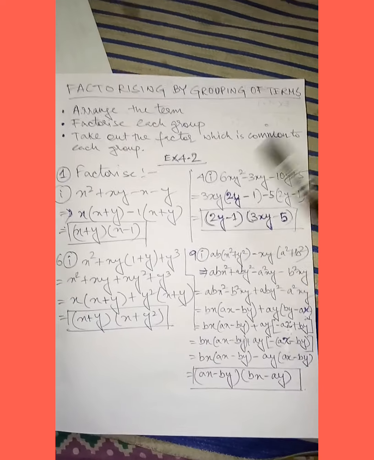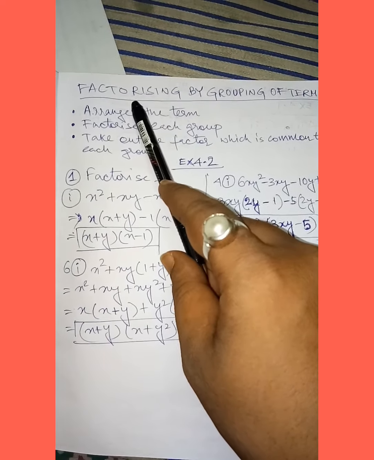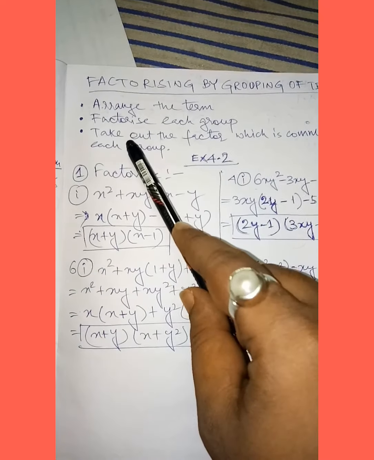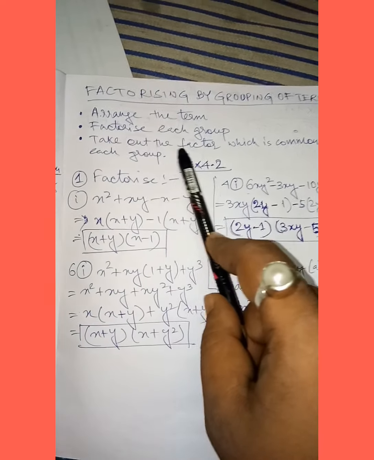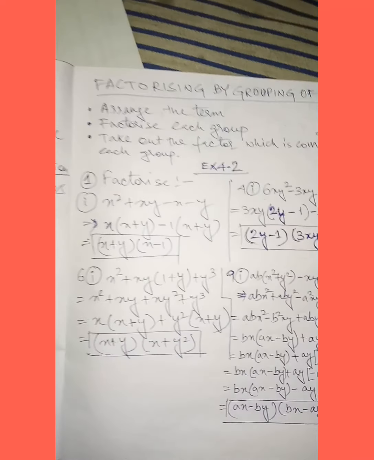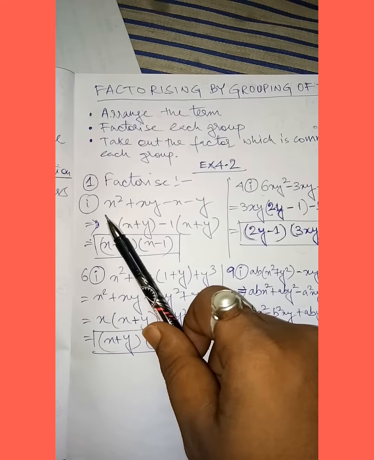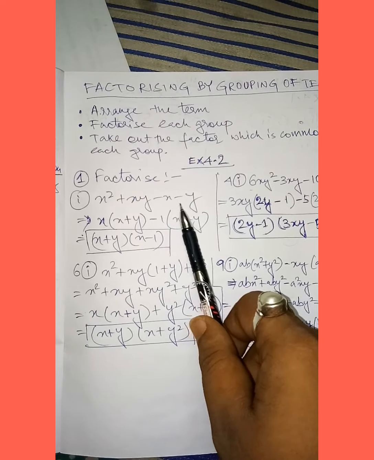Now one more thing, the next part, the second exercise. The second exercise is mostly on factorizing by grouping of terms. The first 3 points are written: arrange the terms, factorize each group, take out the factor which is common to each group. See, from here I've taken a question from exercise 4.2, the first question, Roman 1: x square minus xy minus x minus y.